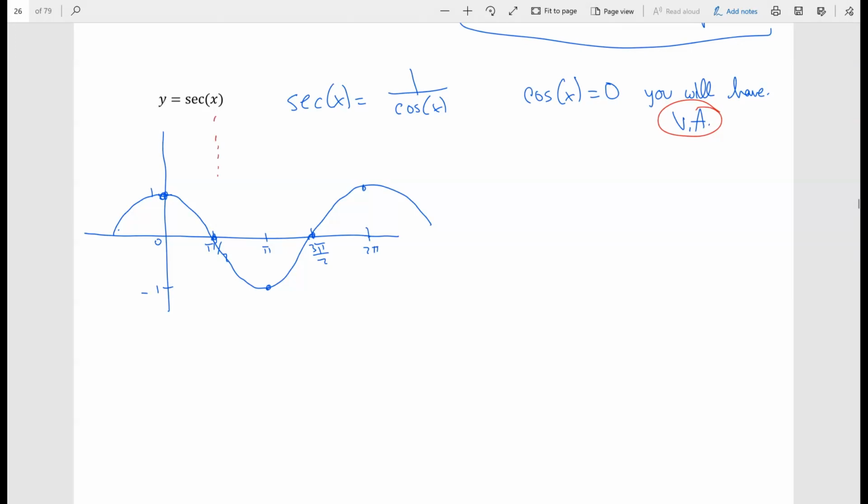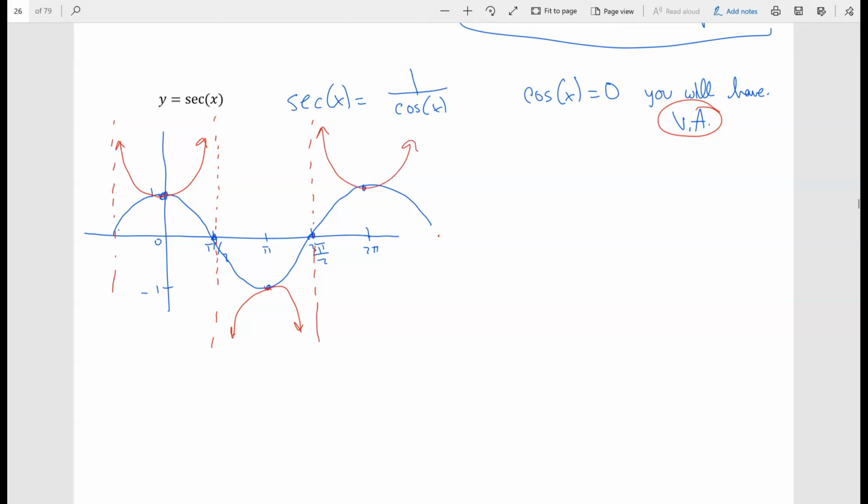Now at pi over 2, it's 0, so we're going to write an asymptote there. Another asymptote at 3 pi over 2. And then there's probably another asymptote over here. And then we're just going to flip the phases. Okay, so all of these crests, we're just going to flip them over.